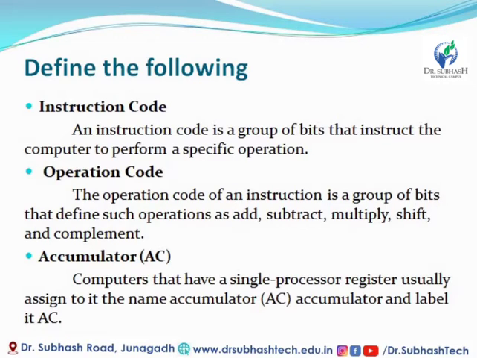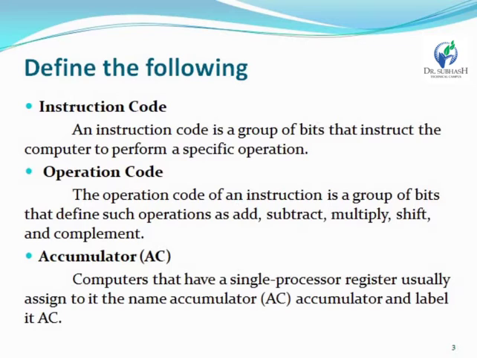Then second is operation code. The operation code of the instruction is a group of bits that define such an operation. It means addition, subtraction, multiply, save and complement. So what is the operation code? Operation code means the group of bits that defines which specific operation is performed. For example, addition, subtraction, complement or any other.